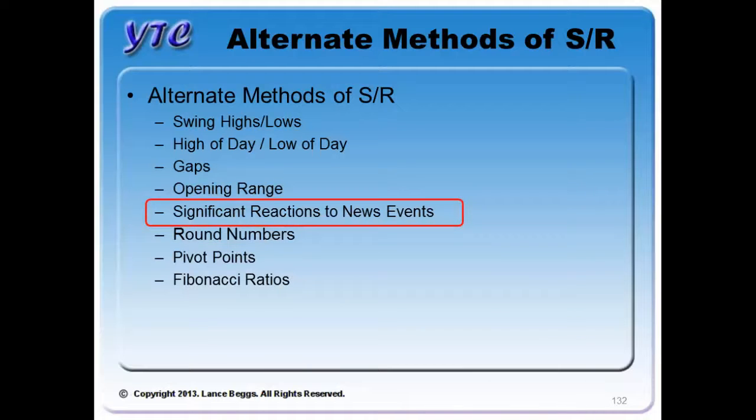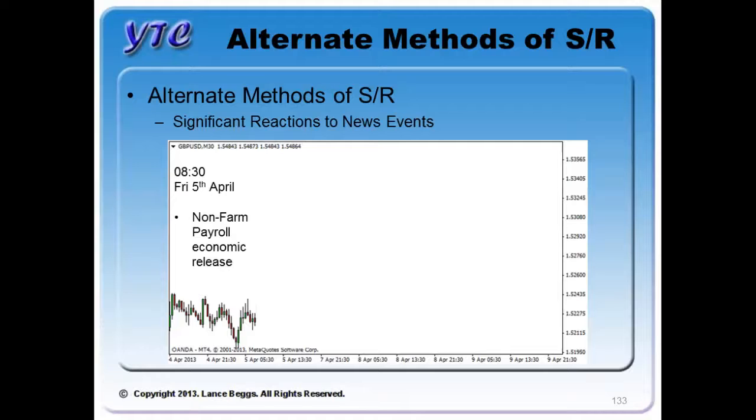News events, either planned or unplanned, can be used as support and resistance if they produce a significant reaction in price movement. Here's an example using a planned news release. This is the British pound US dollar Forex 30-minute chart at 8:30 on Friday the 5th of April 2013. The US is scheduled to release its monthly economic data related to non-farm payroll figures. This is one regular news event known to have potential to move the Forex markets.